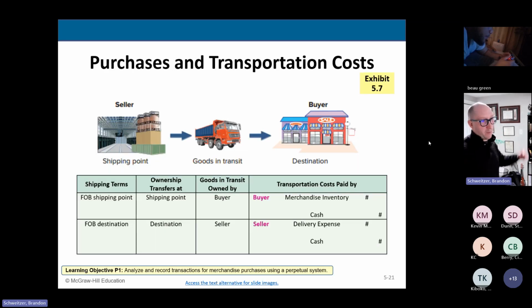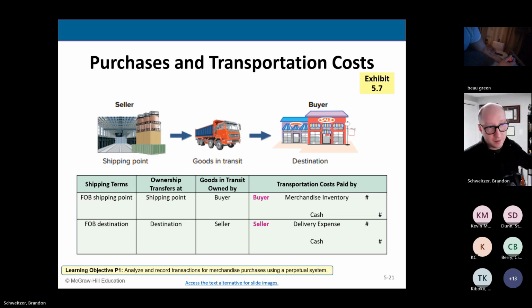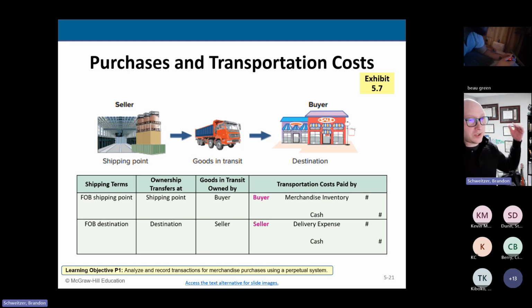I had mentioned free on board shipping point, free on board destination. This tells us who's responsible for the inventory while it's in transit. Free on board shipping point, the buyer's responsible from the shipping point. That's hence the name. Person buying is responsible for the inventory from the shipping point. What that means is that the buyer is paying for the transportation of the inventory that they purchased. In this case, we debit merchandise inventory to raise the cost of our inventory by the shipping amount, and we credit cash to pay for the shipping. In the case where the seller is responsible for the goods while it's in transit, the seller's paying the cost. And so we just debit delivery expense and credit cash.